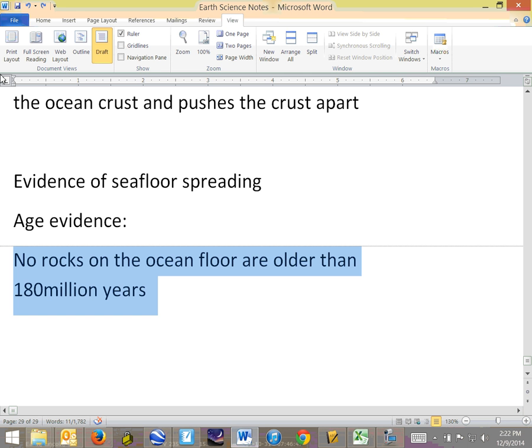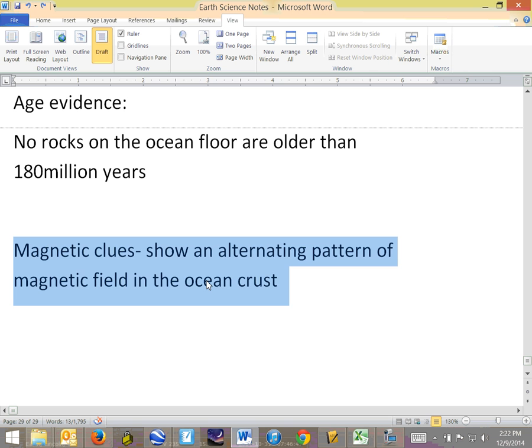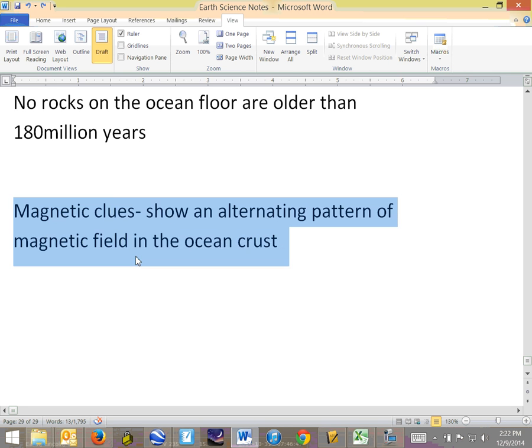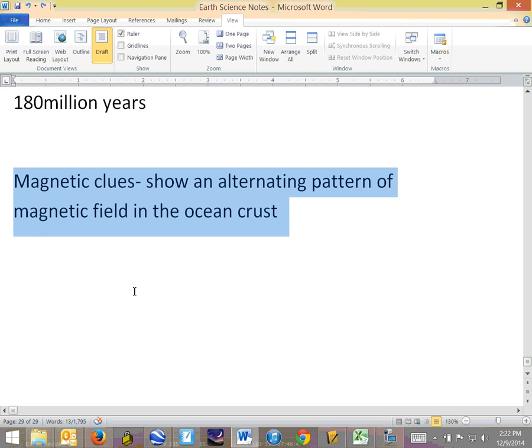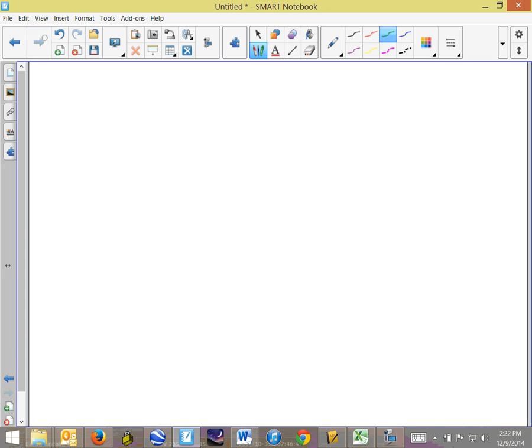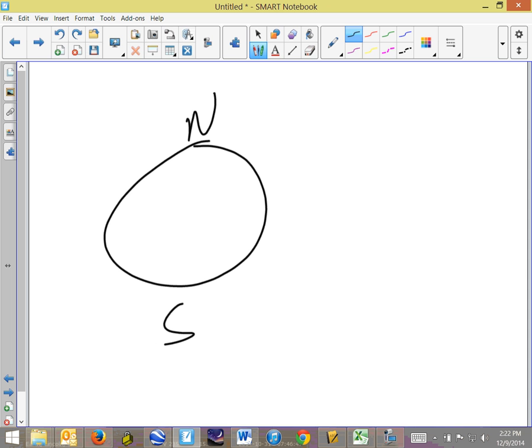Okay? Another, here we go, we should probably write down. Another type of evidence was magnetic clues. And this was a really defining idea. So in order to explain magnetic clues, I think we need to first understand what's happening with the Earth. The Earth has a north pole and a south pole, right?